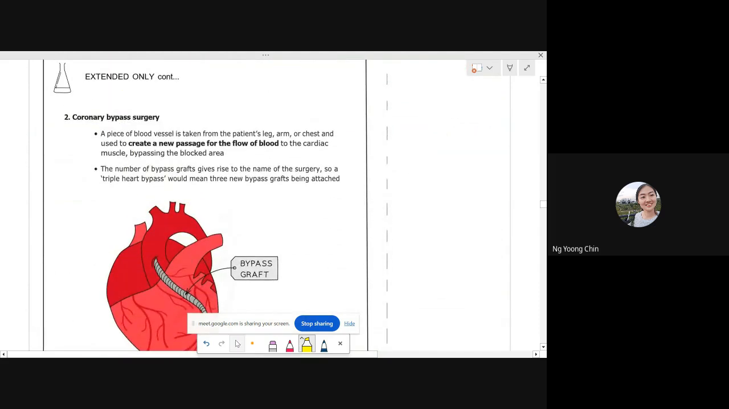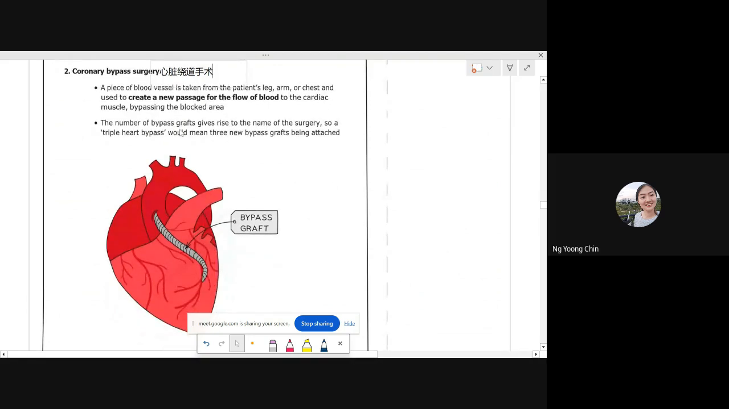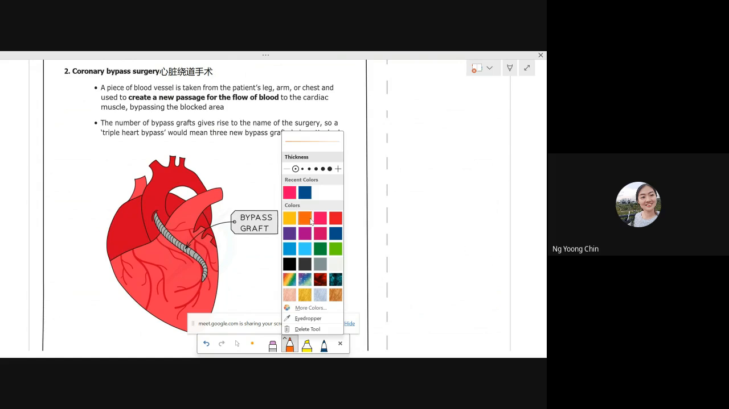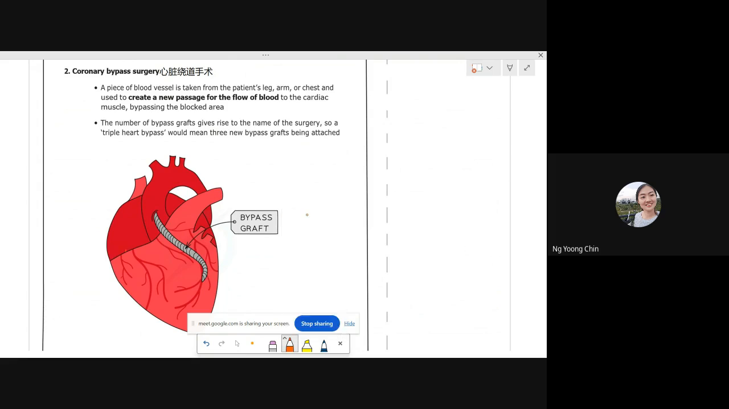I think you heard this before. You call it 心脏绕道手术. It's also one of the options for heart disease treatments. So what they are doing is, because you know that maybe at this spot, right? This spot. Oh, sorry. The blood vessel is already blocked.